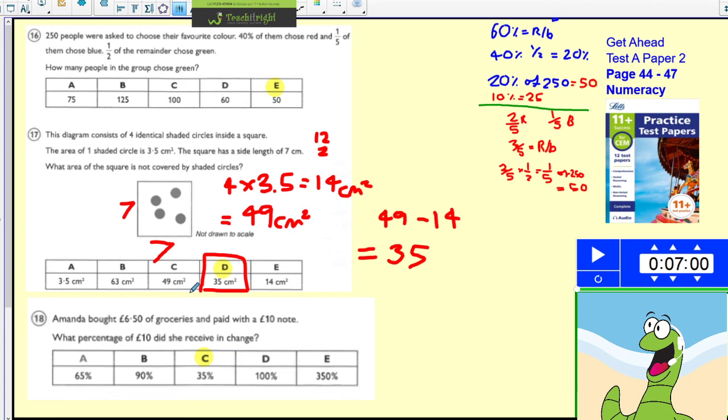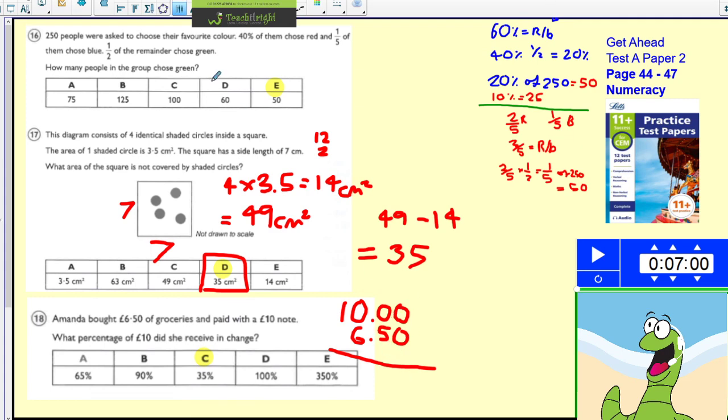Amanda bought £6.50 of groceries and paid with a £10 note. What percentage did she receive in change? Oh, that's really cool. Okay, well, first let's work out how much she got. So let's do £10 take away £6.50. Again, there's your bus stop if you need it. Again, you're carrying lots of zeros.